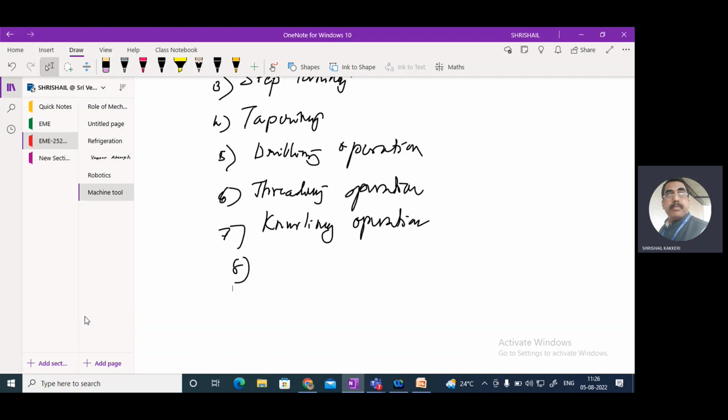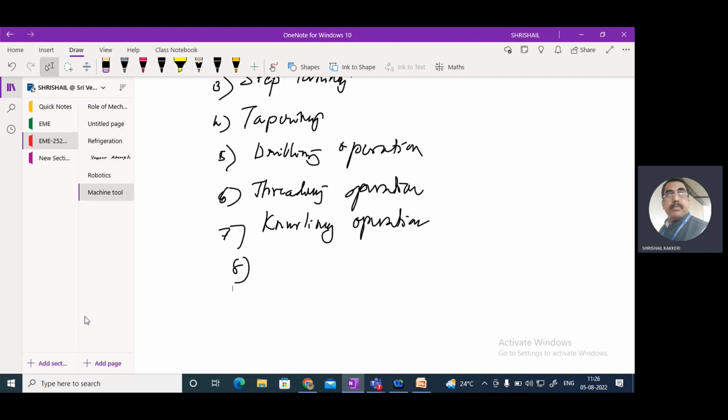The workpiece is held in the chuck firmly. A job or workpiece is held in the chuck firmly. The other end of the workpiece is supported by dead center. The other end of the workpiece is supported by dead center.